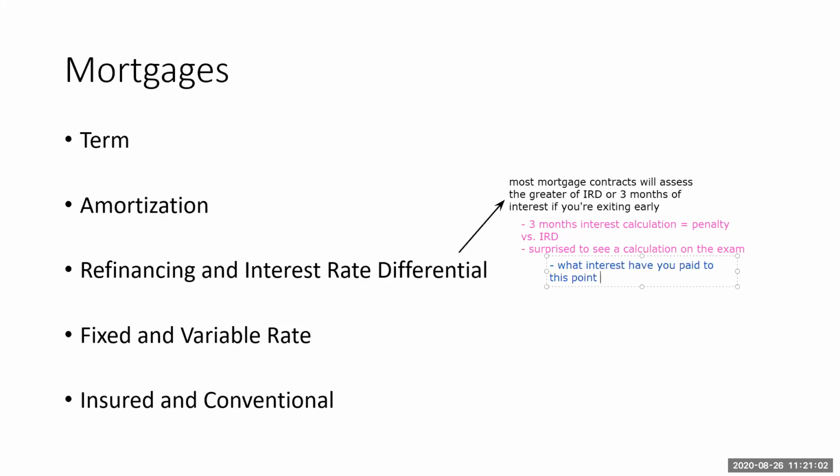It's very much like a market value adjustment on a GIC for what that's worth. So what interest have you paid to this point versus what would you have paid if you took a mortgage with a term equal to essentially today, the point at which you're canceling, and you're going to pay that differential. Okay, does that make sense?